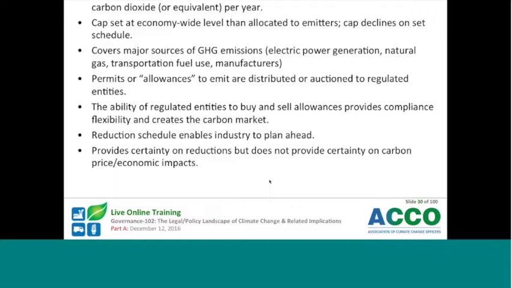Alternatively, if you set the cap and it turns out that it's more difficult for folks to get under than anticipated, then the price of that allowance will go up significantly. So there can be implications for both of those outcomes that can be positive or negative.